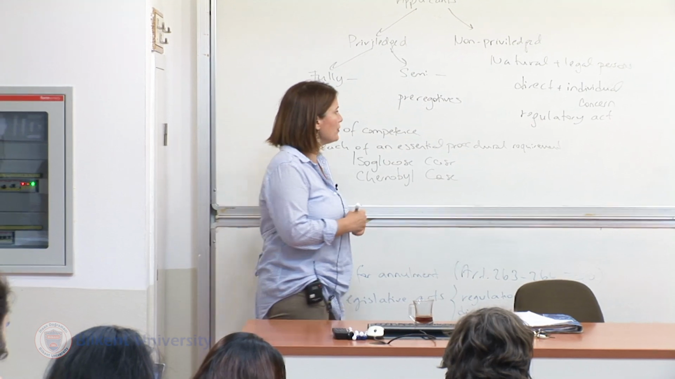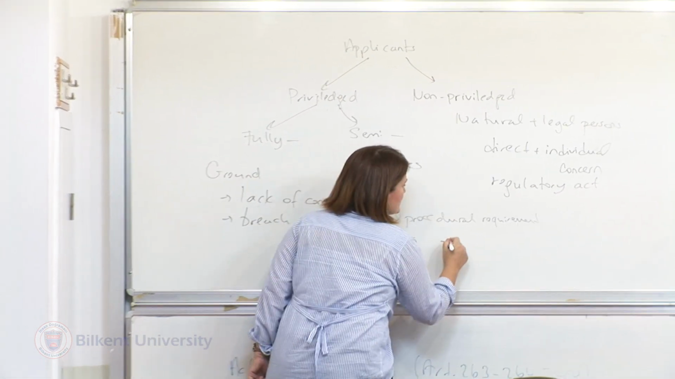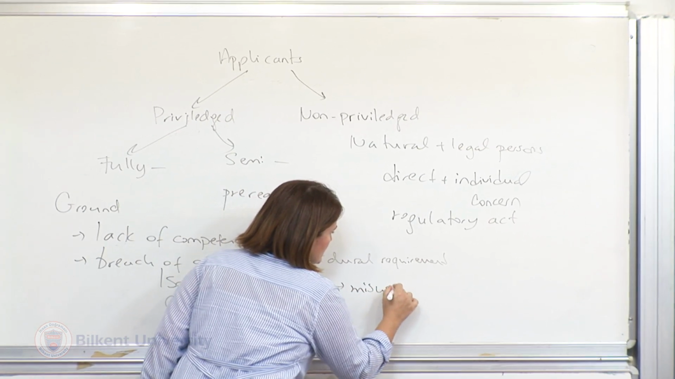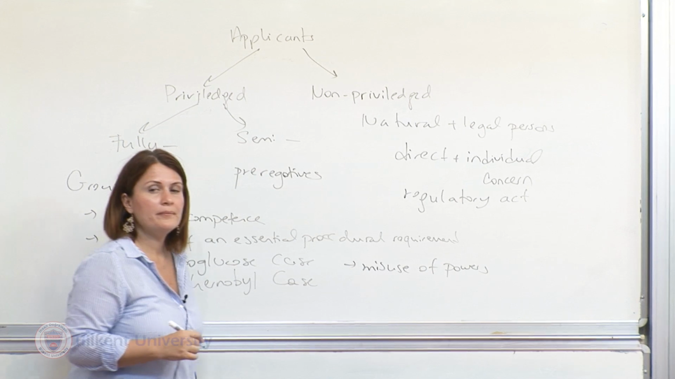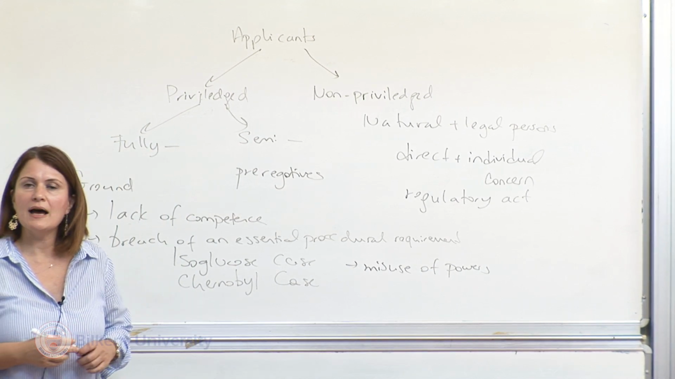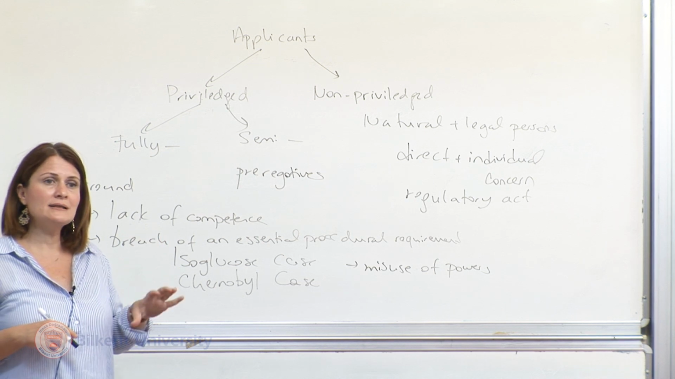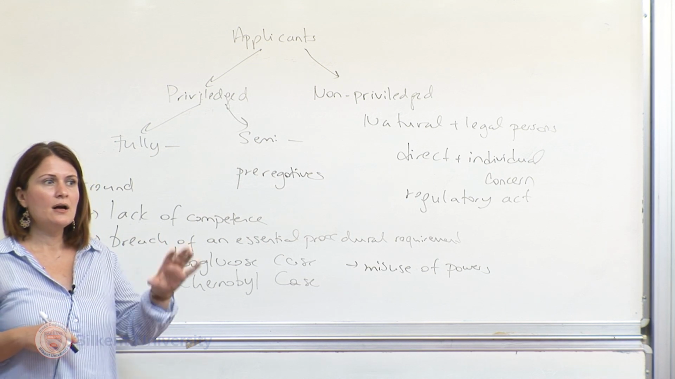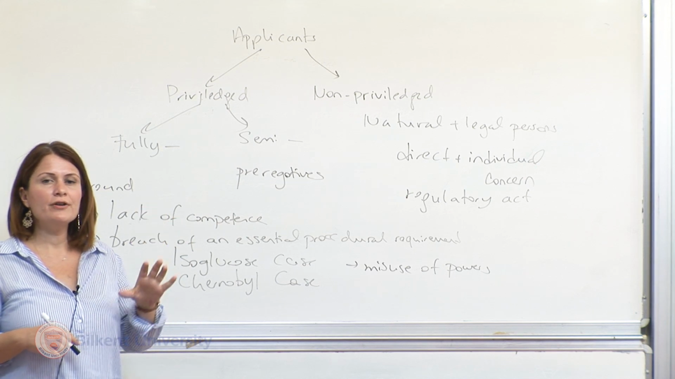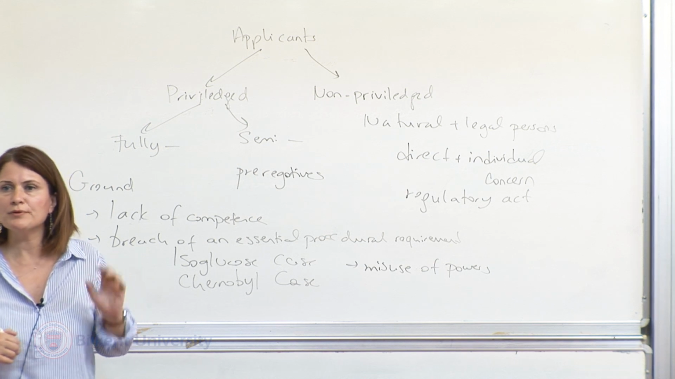Then we have the third ground, misuse of powers. Misuse of powers is that the act is adopted, however, it was based on a wrong treaty provision.